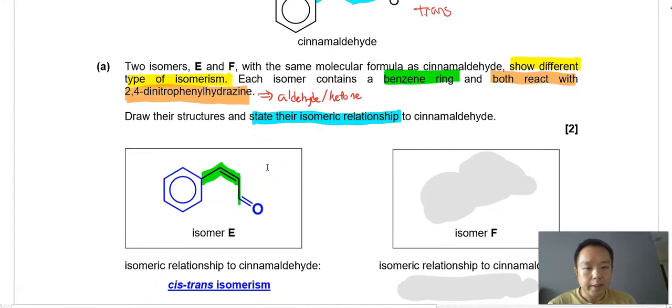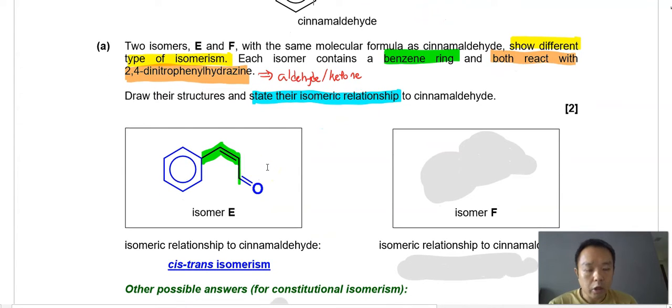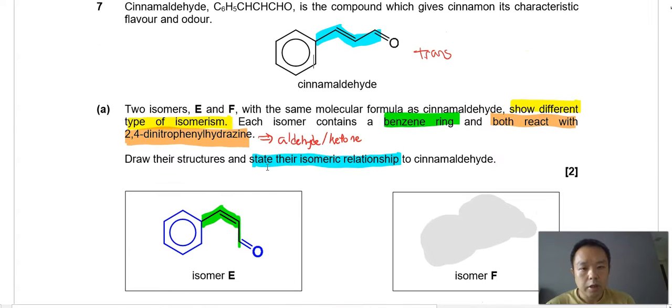Now for the other isomer, it must be a constitutional isomer. Why? Because if you look at all the carbons in cinnamon aldehyde, they are all sp2, and as a result, it's not possible for enantiomerism to occur.